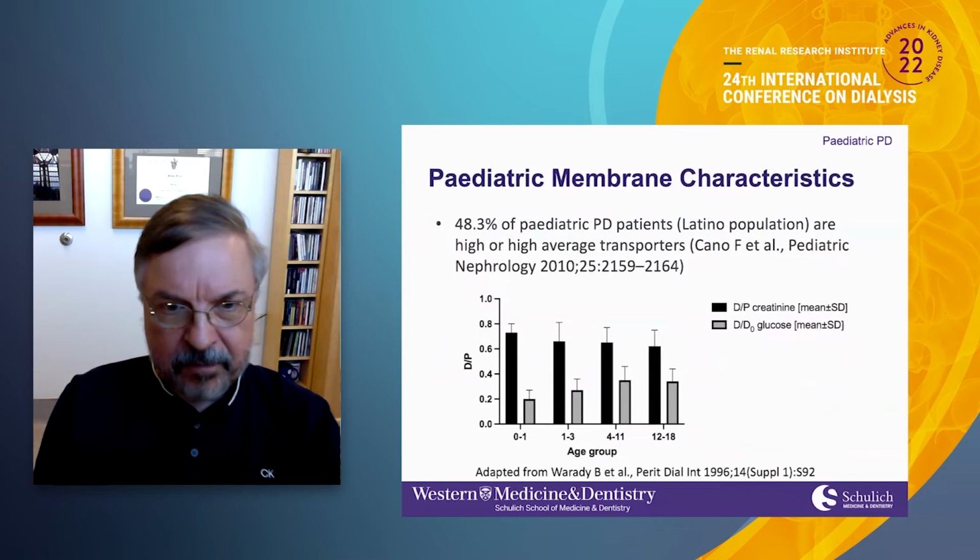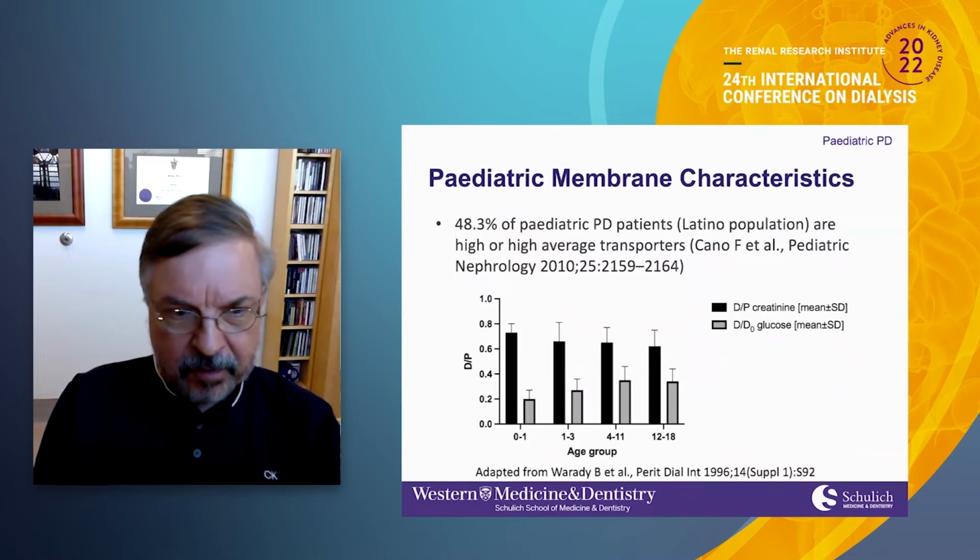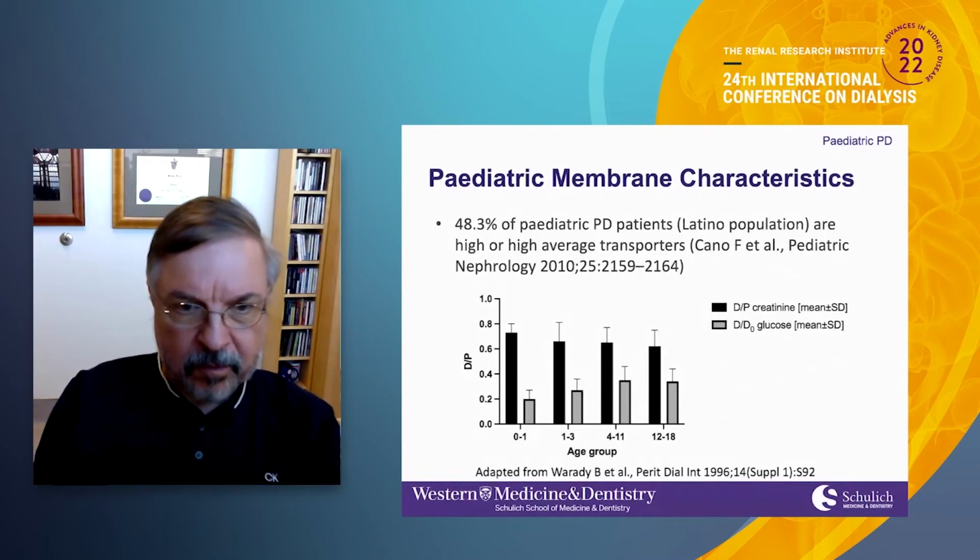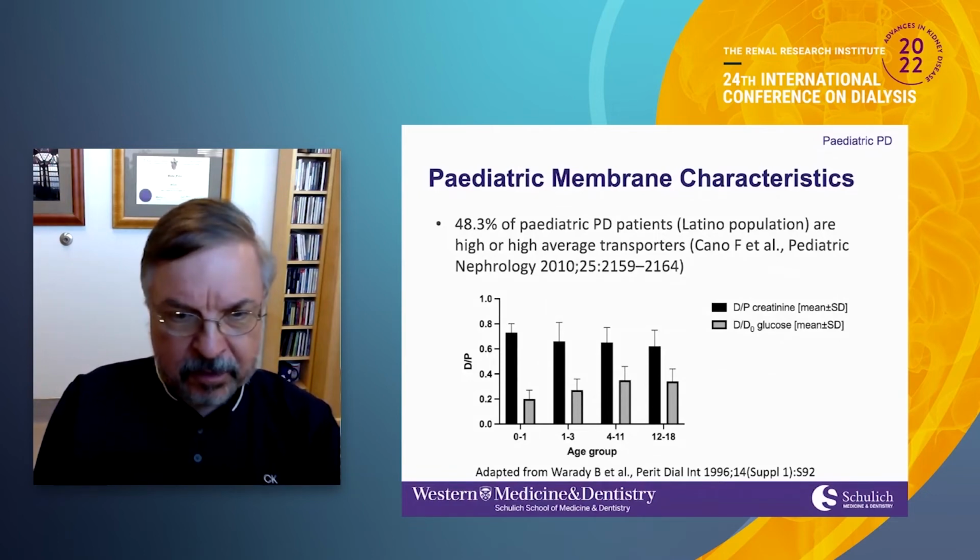the characteristics of the membrane really vary by age. Here's a cartoon that's adapted by the paper from Brett Warady. The black bars are the appearance of creatinine in the fluid, and you can see that the older they are, the lower the D/P. And then when you look at the glucose, the younger they are, the faster they assimilate the glucose. So any young children, we would definitely put on PD with CCPD. Next.